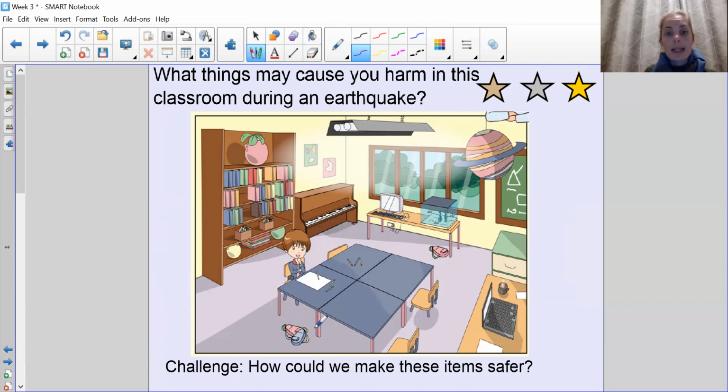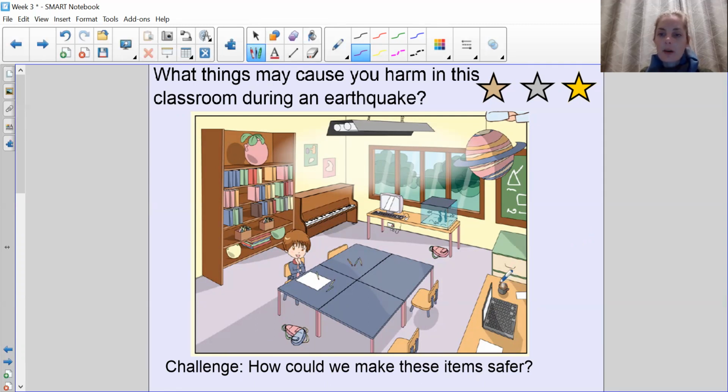So this might be something that's quite dangerous and will cause you harm during an earthquake. So how could I make sure that this is out of the way so that it is safer? So you can have a go there and then I'll give you some suggestions afterwards. So see how many you can find, really challenge yourself. See how many items you can find.